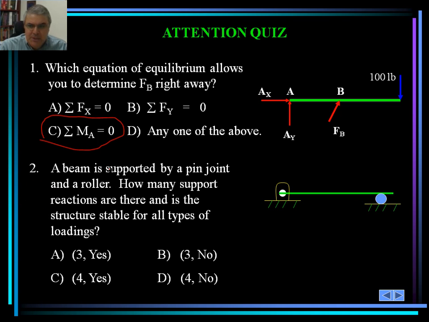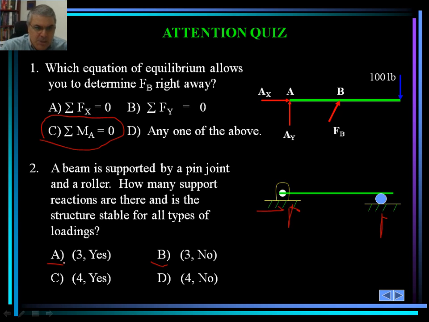The second attention quiz before I wrap it up. A beam is supported by a pin joint and a roller. How many support reactions are there, and is the structure stable for all types of loadings? And the four answers given: 3 and yes, 3 and no, 4 and yes, 4 and no. And you would try to find out what the answer would be. So we have one pin joint. There are two reactions there for the pin and a roller right away. And the answer is either A or B.